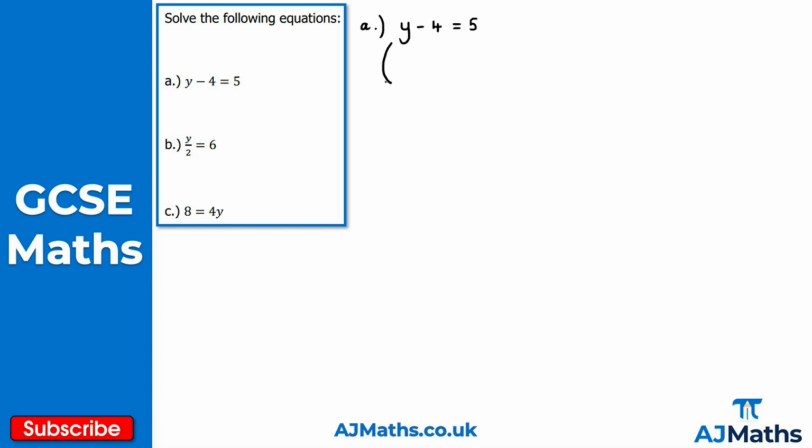So using inverse operations here, what we're going to do is add 4 to both sides. Okay, so add 4 to both sides here. On the left-hand side, we get y minus 4. So if we add 4 to that, minus 4 plus 4 would give us 0. So we just get left with y. And on the right-hand side here, we get 5 plus 4. If we evaluate this addition here, then we find that y is equal to 9. Okay? That would be the solution there to the first part, part A.